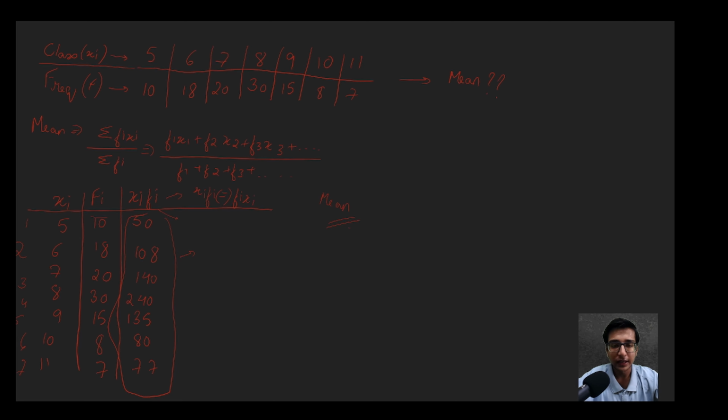If it is ungrouped data, then that is not a very big problem for you to calculate. There will be just a single data set provided to you, and you can simply add them all up, divide by the number of elements that are there, and you will get the answer.